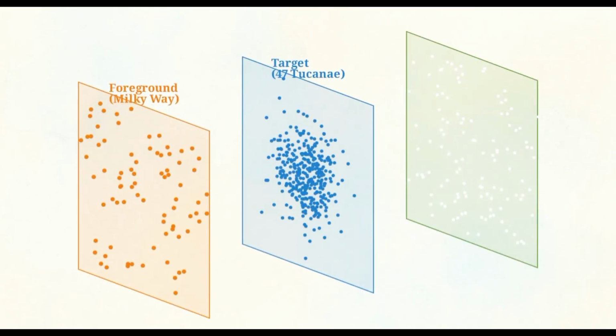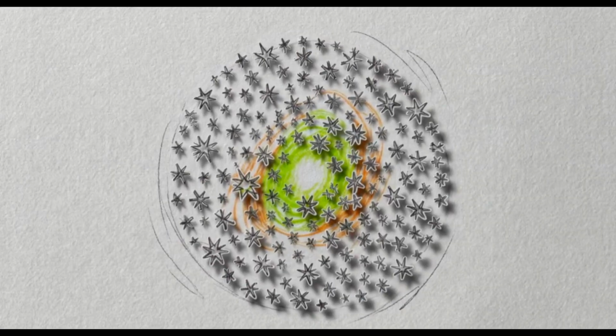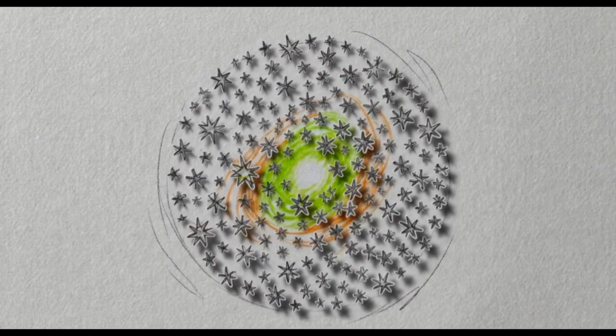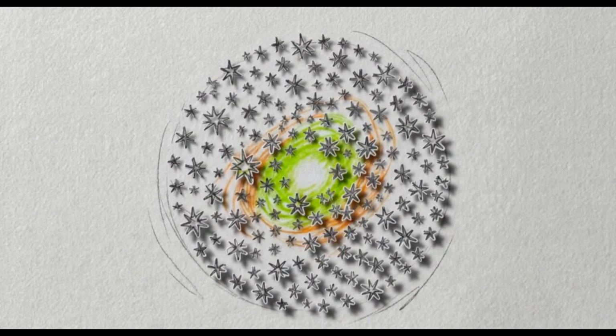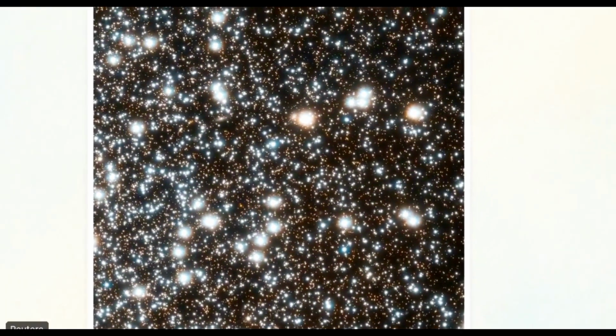We see our target cluster, but it's physically sandwiched between foreground stars in our own Milky Way and background objects deep in space. Right behind 47 Tucanae sits the Small Magellanic Cloud, a dwarf galaxy packed with its own dense stellar population. This image shows the resulting optical collision. The foreground Milky Way stars, the 47 Tucanae cluster members, and the distant Small Magellanic Cloud all collapse into a single crowded plane. Visual inspection alone cannot separate them.